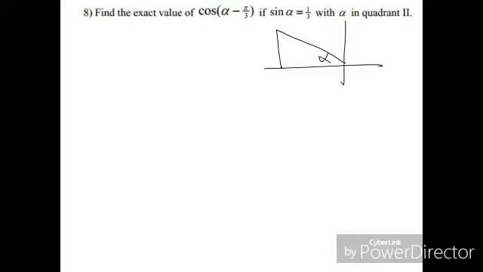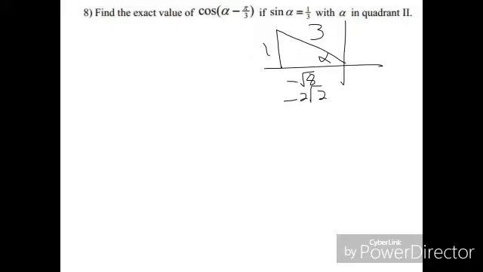Alpha sine is 1/3. The Pythagorean theorem gives me 9 minus 1 is 8. Square root of 8, and it's negative, so -2 square root of 2. There's alpha. We might need that for when we use an identity on this cosine of alpha minus pi thirds.